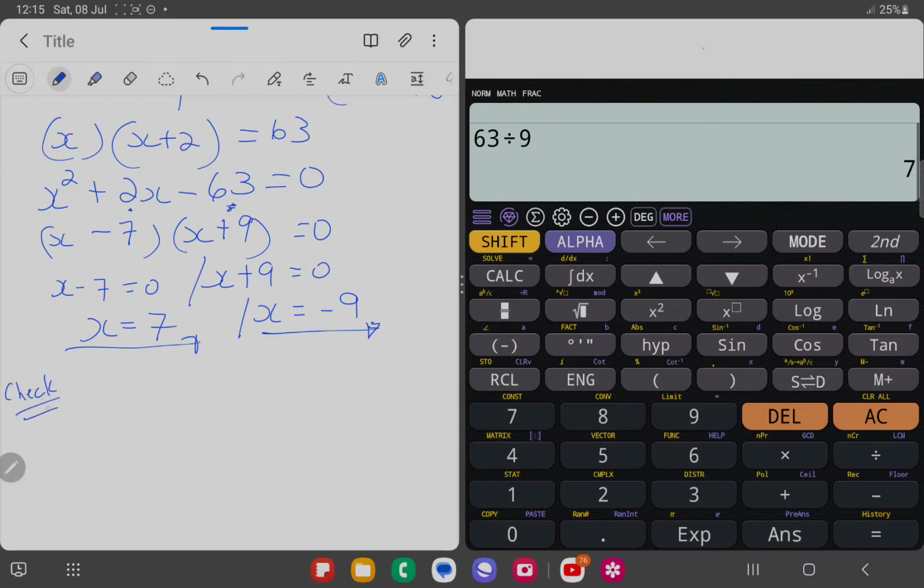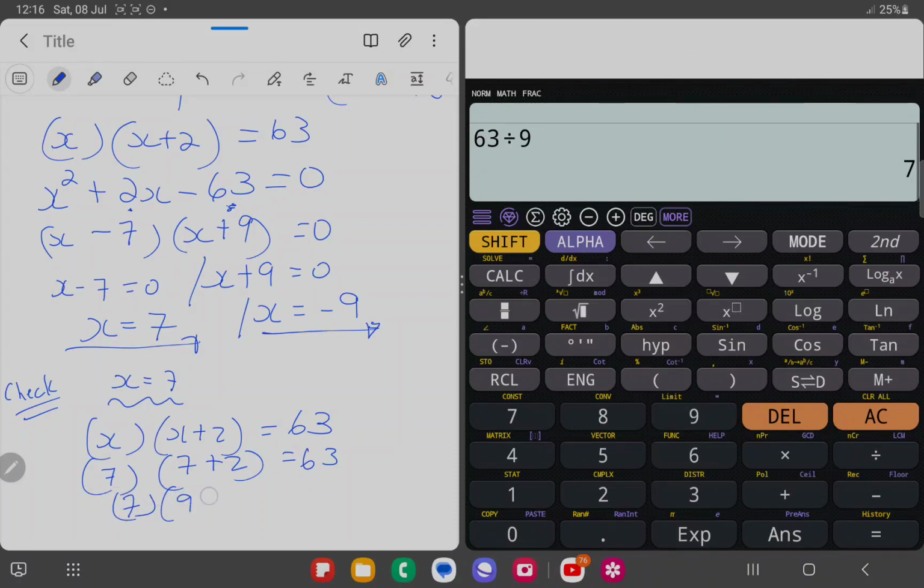How do we check? We're going to start first when x is equal to 7. It must give us 63. So we've got x times (x plus 2), and it must give us the answer 63. Therefore, in place of x, you put a 7. 7 times (7 plus 2) is equal to 63. What is 7 plus 2? It's 9. What is 7 times 9? It is 63. It means the left hand side is equal to the right hand side. So this one is correct.